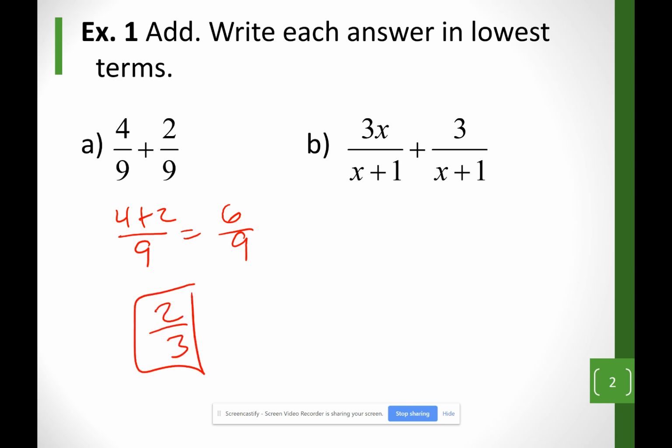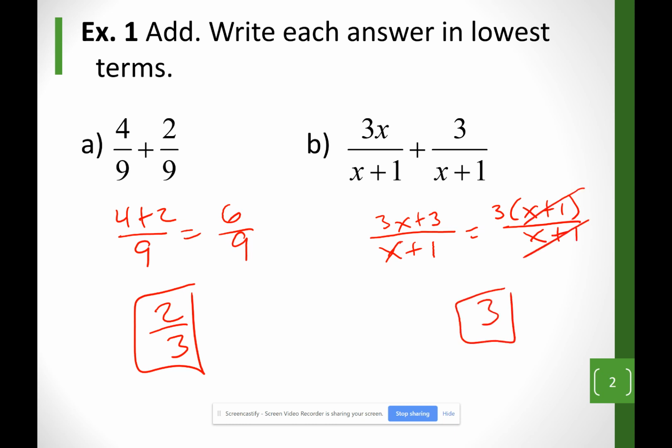Same thing with letters. Looking at B, my common denominator is x plus 1. I'm going to combine the top, 3x plus 3. And we learned in the previous section that we could factor, we could simplify things. Looking on the top, I see that as 3 times x plus 1. My denominator is x plus 1. The x plus 1's cancel out, so my answer in this case is 3.